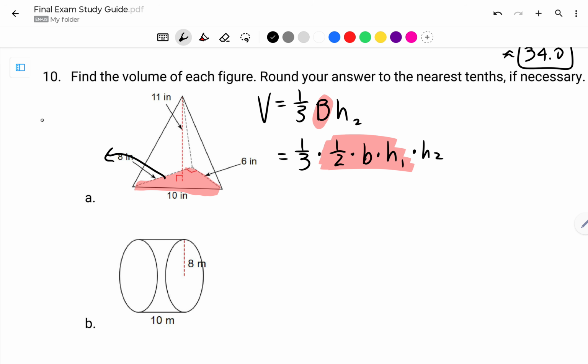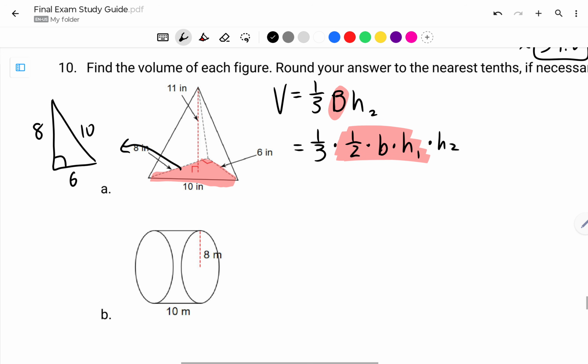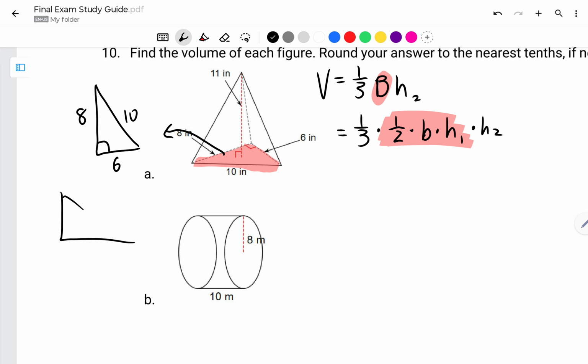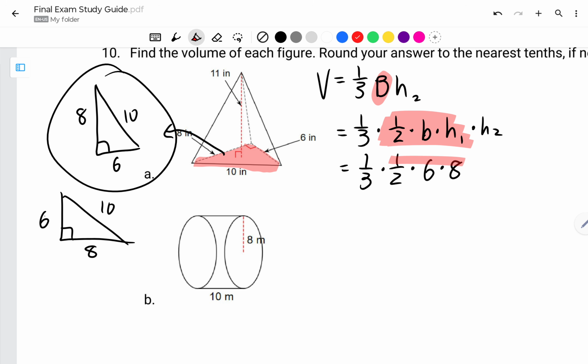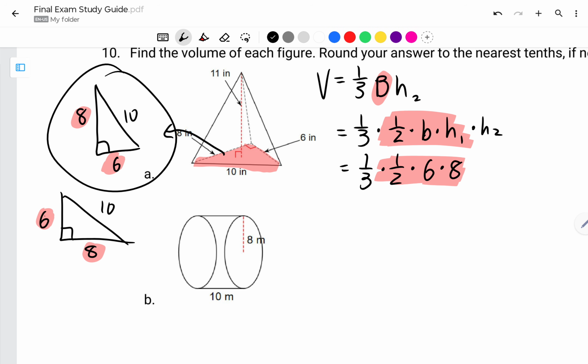So I see my triangle here. It helps to redraw the triangle. You could draw it however you want. You could draw it like that, you could draw it like this. Doesn't really matter. But when I look at this one, which one's the base? It's going to be 6. Which one's the height? 8. So the base and the height are 6 and 8. If I looked at this triangle, the base would be 8 and the height would be 6. So it doesn't matter how you draw it. We just know that we're not using this 10, okay?